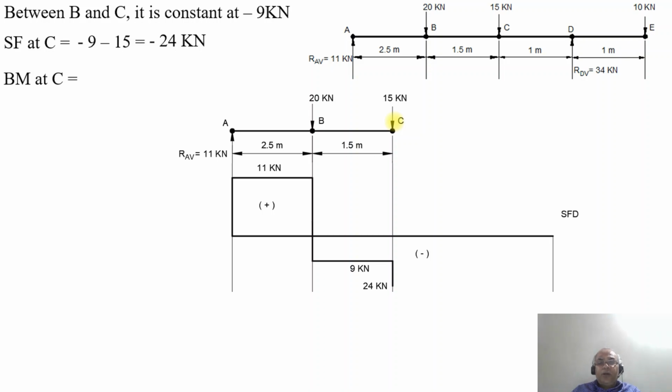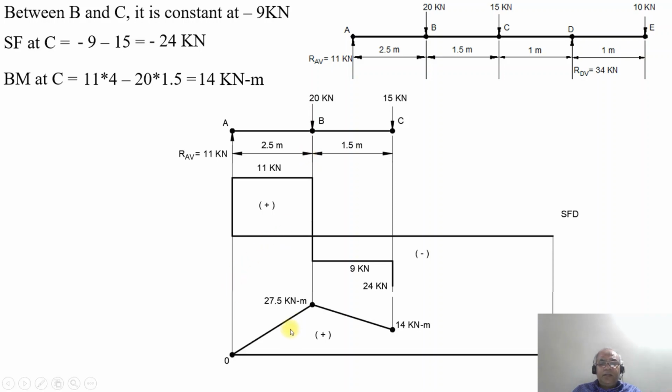Now the bending moment at the point C. Once you consider the bending moment at the point C, you are going to get plus 11 into 4, minus 20 into 1.5, which will be equal to 14 kilonewton meter. So from 27.5 kilonewton meter, it drops down to 14 kilonewton meter at the point C in the bending moment diagram. So we have considered A, B, and C.